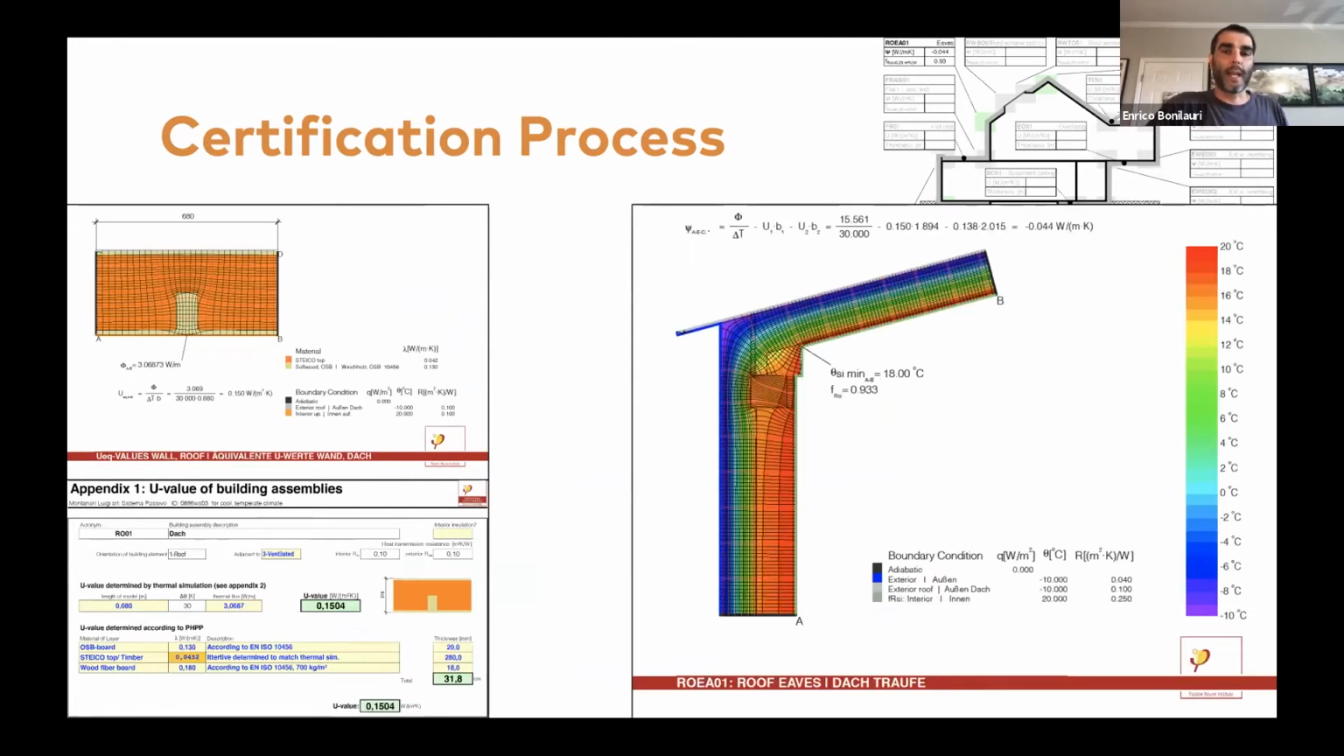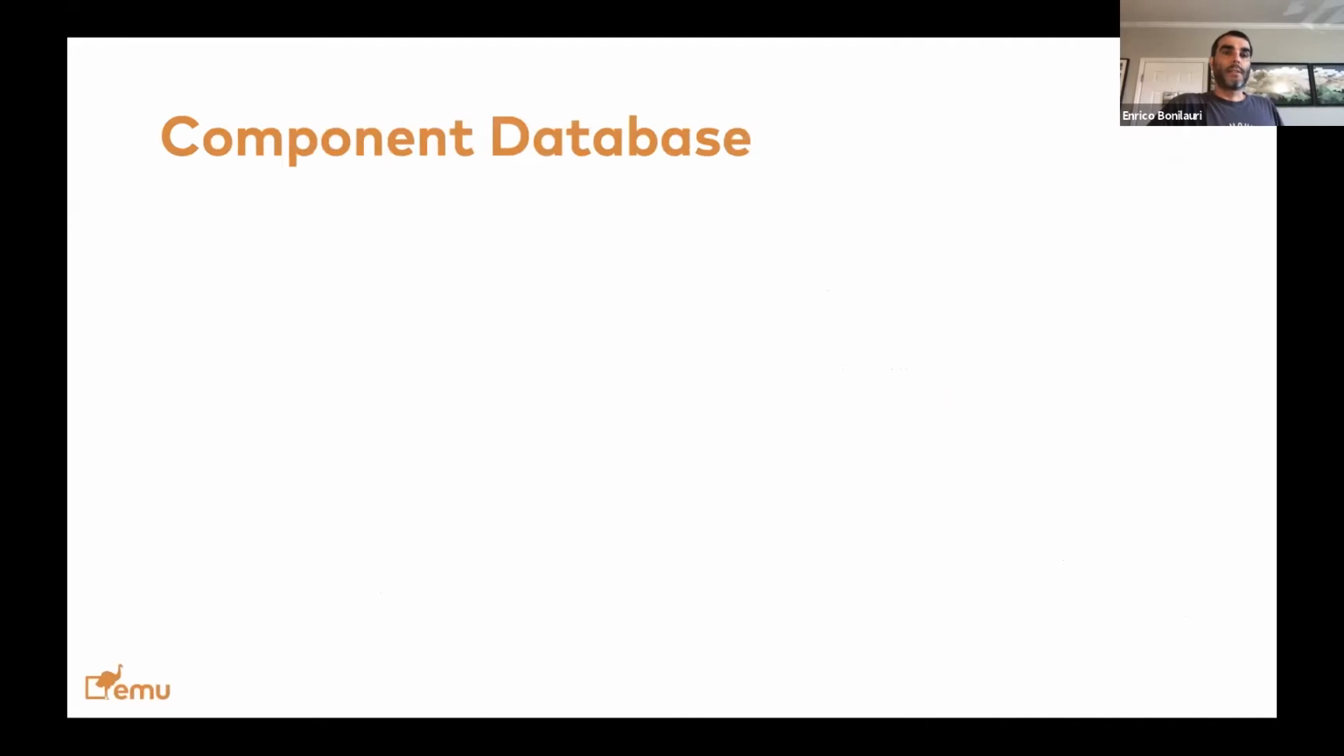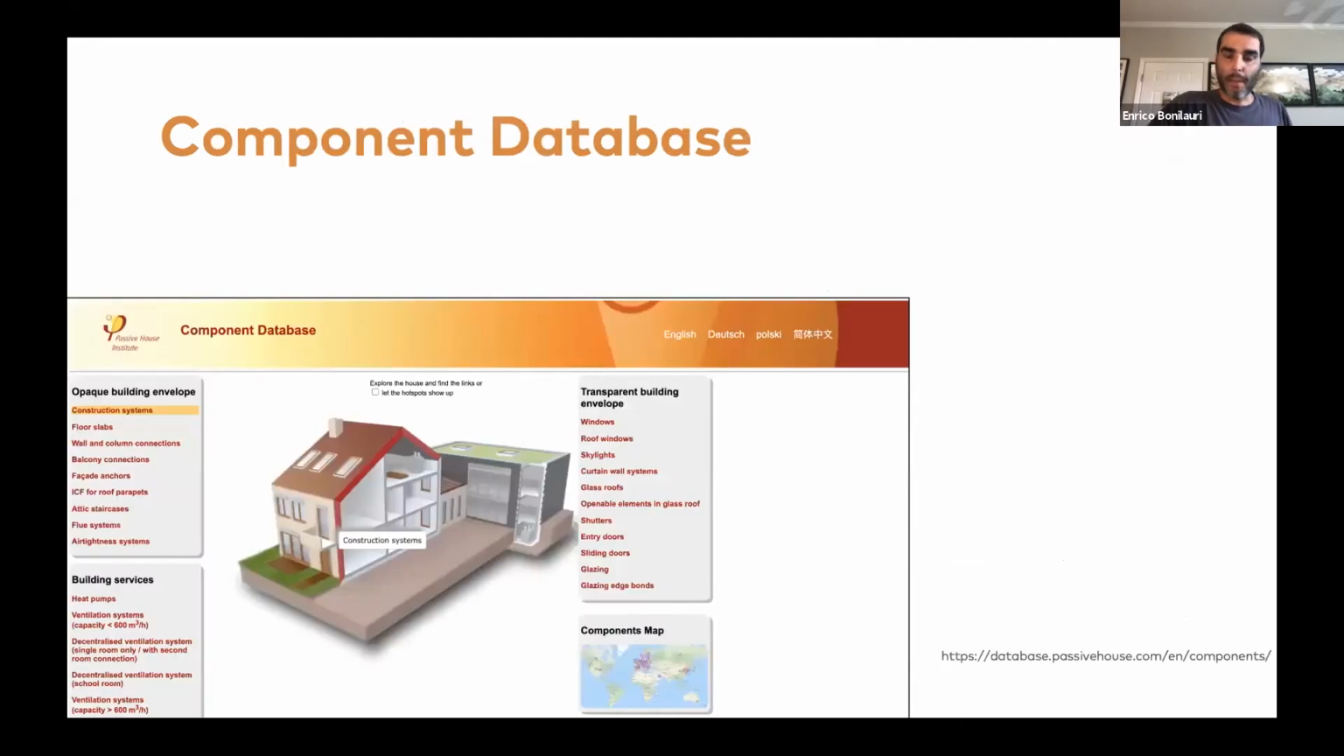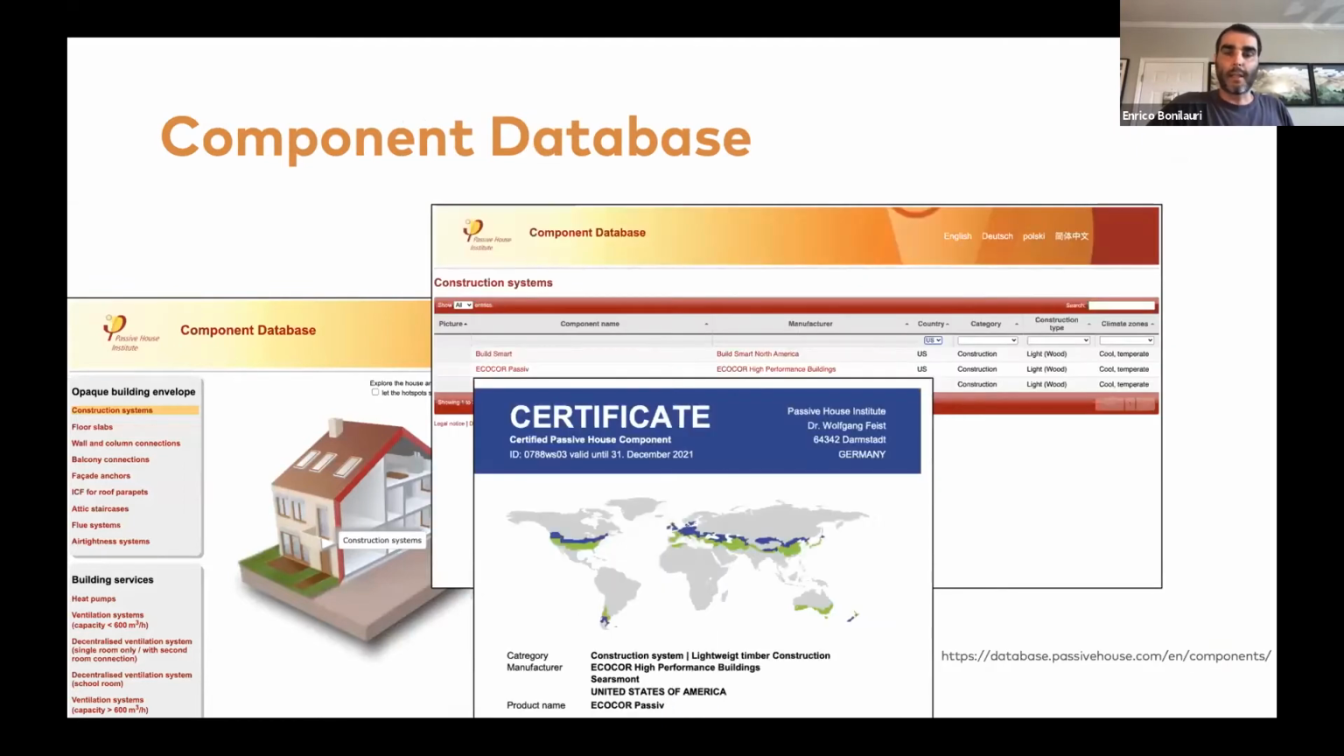But that allows users of this information down the line to have better data and more reliable data as far as performance and quality assurance. So in this case, on the right, you see the psi value and the fRsi value calculated for this junction. There's a database. I put the link on the bottom right of the slide if you are interested. And this is the page for the US-based construction systems.